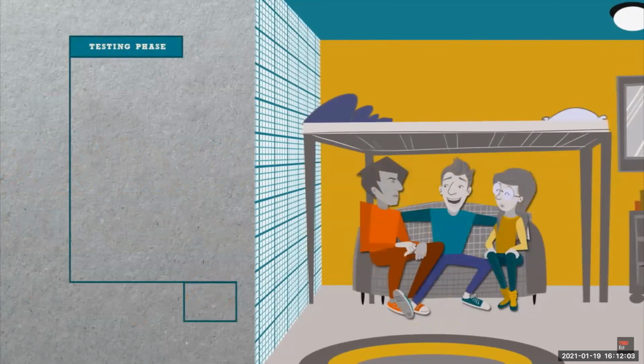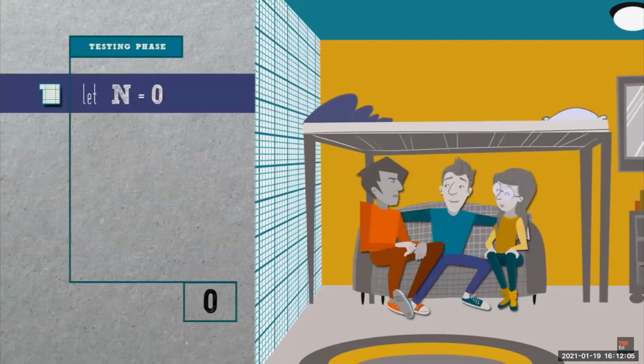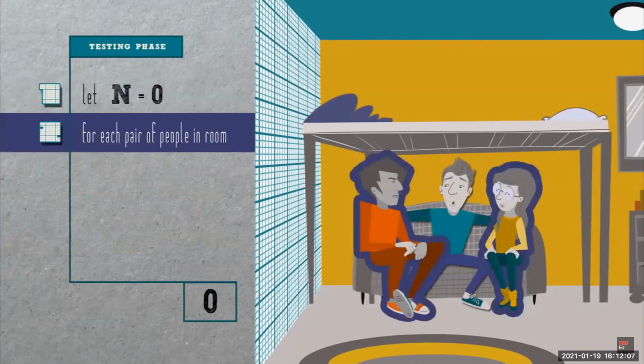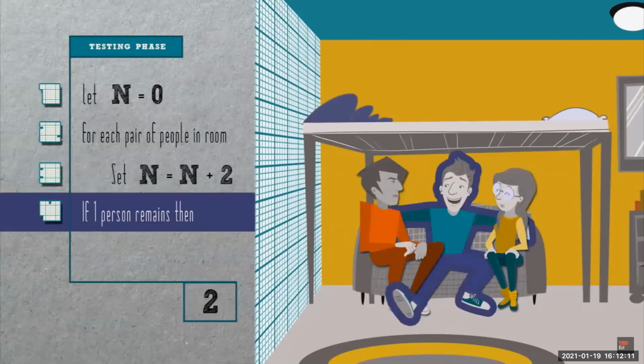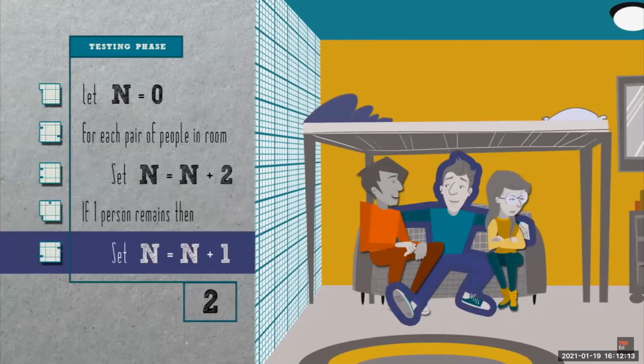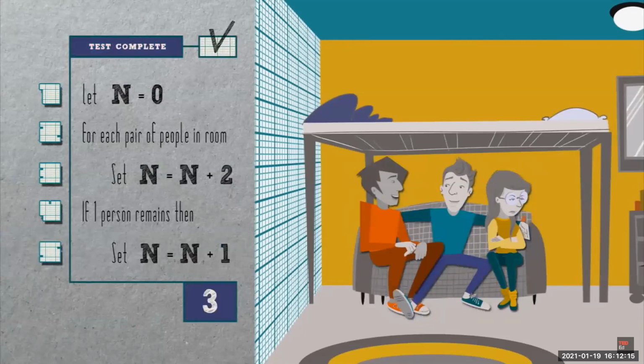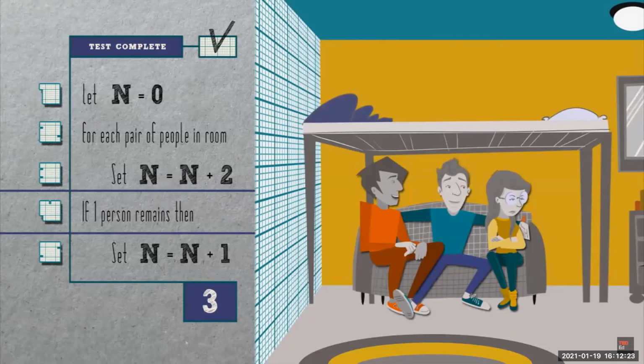Let's redress with some new pseudocode. Let n equal 0. For each pair of people in room, set n equal to n plus 2. If one person remains unpaired, set n equal to n plus 1. To solve this particular problem, we've introduced in line 4 a condition, otherwise known as a branch, that only executes if there's one person we could not pair with another.